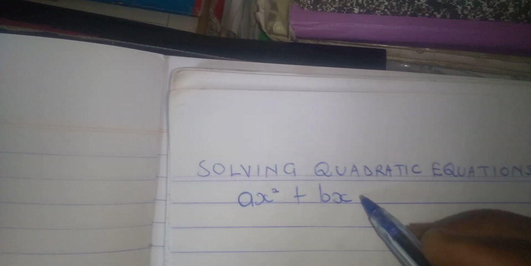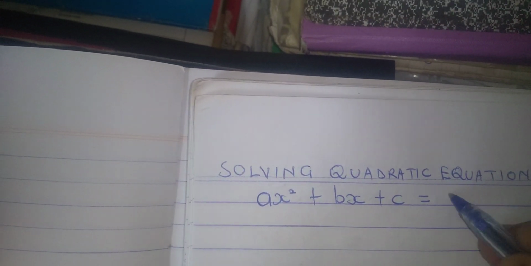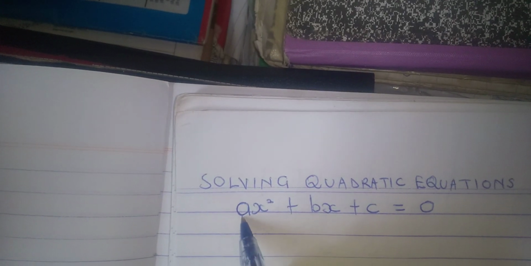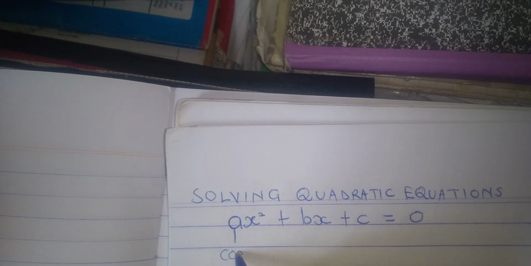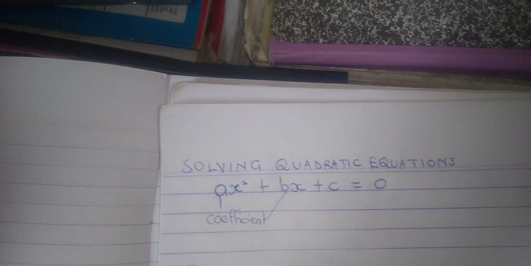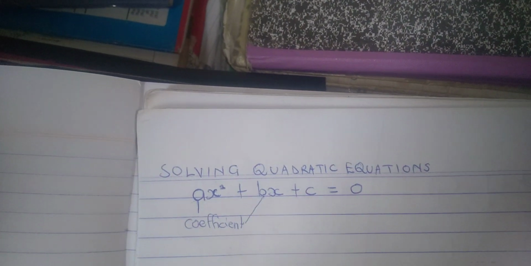are in the form of ax squared plus bx plus c equals 0, where this a is just a coefficient of x. So this is just a coefficient. That number behind any unknown is called a coefficient, as well as b. B is also a coefficient.